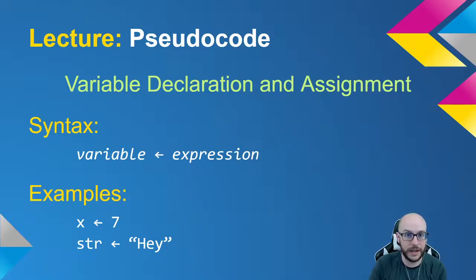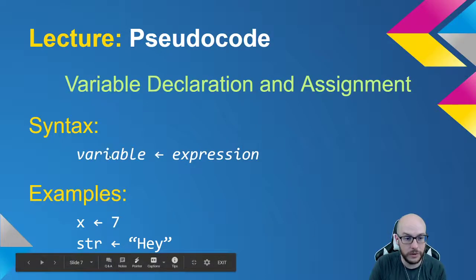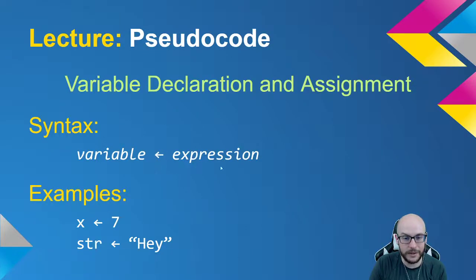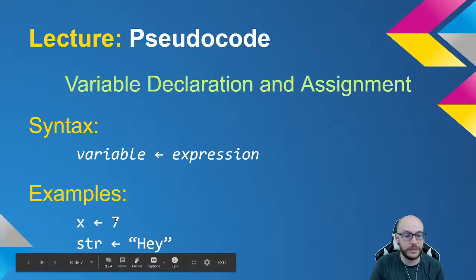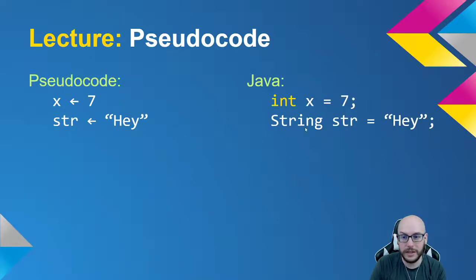Okay, our syntax is going to be, you'll have your variable on the left-hand side, and then we have this guy. This is going to be our assignment operator, and you're saving this thing into this variable. Examples of this include 7 being saved into X, hey being saved into str. Okay, so I quite like this little arrow. It is a replacement for the Java assignment operator, but I like that it shows direction. It's showing that we are saving 7 into X.